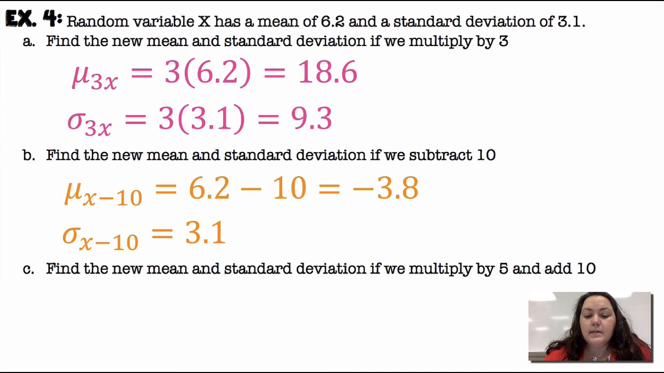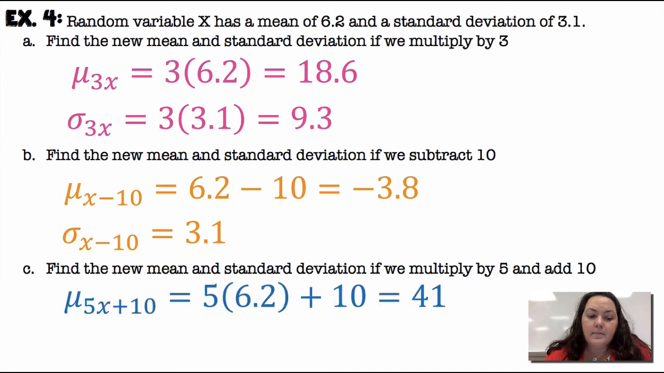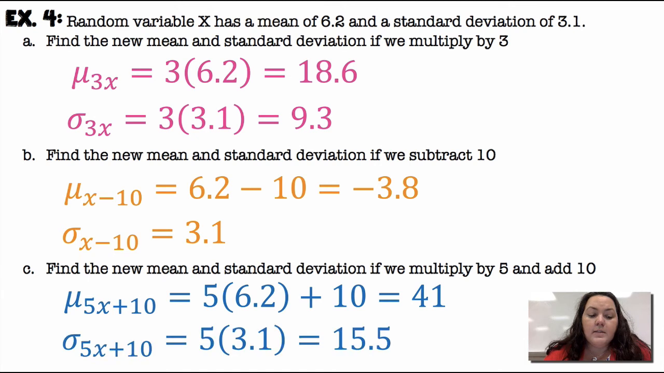Find the new mean and standard deviation if you multiply by 5 and add 10. For my mean, I'm going to multiply by 5 and add 10, and that would give me 41. For my standard deviation, I'm going to multiply by 5, but the adding 10 is not going to affect it. So my answer is only going to come from 5 times my standard deviation. So I get 15.5.